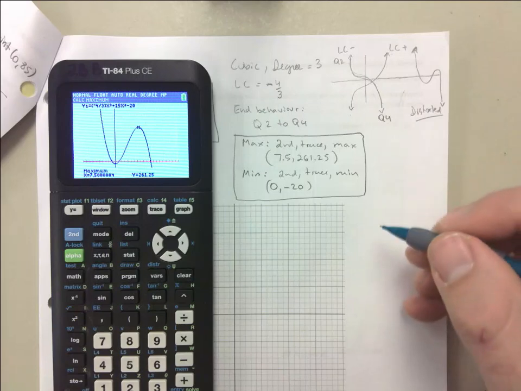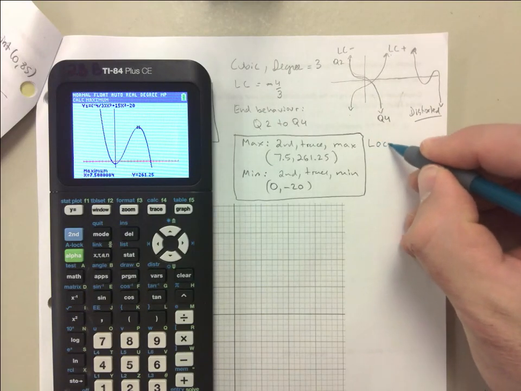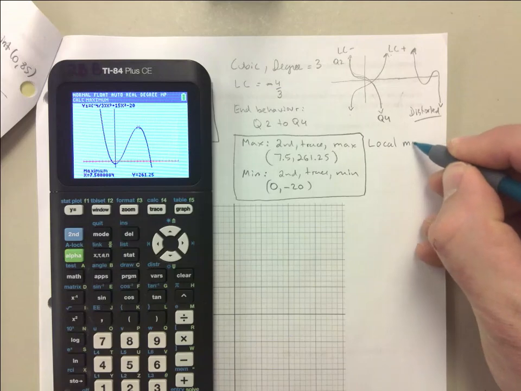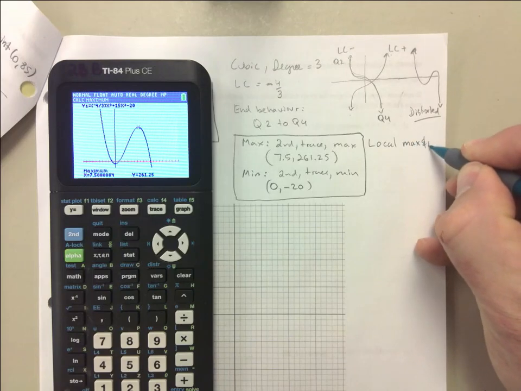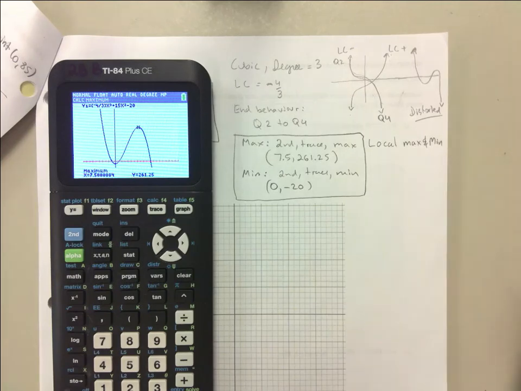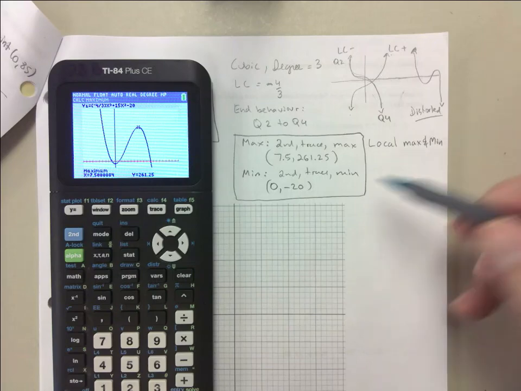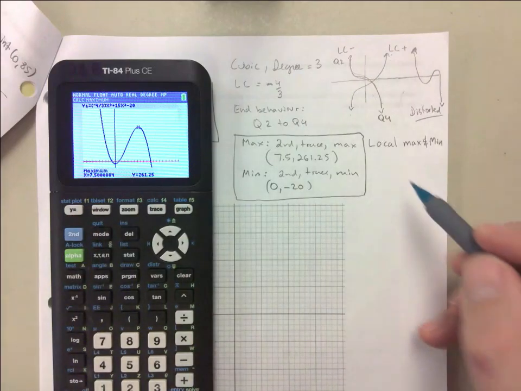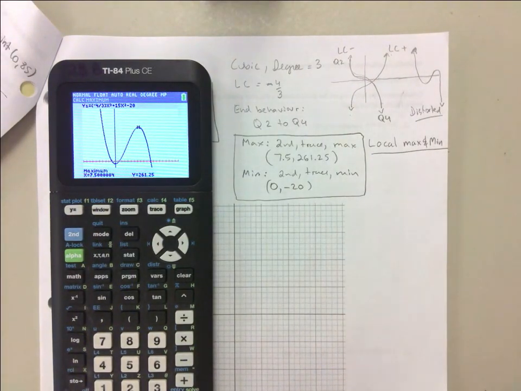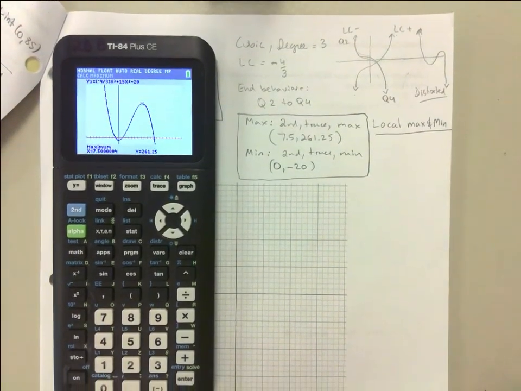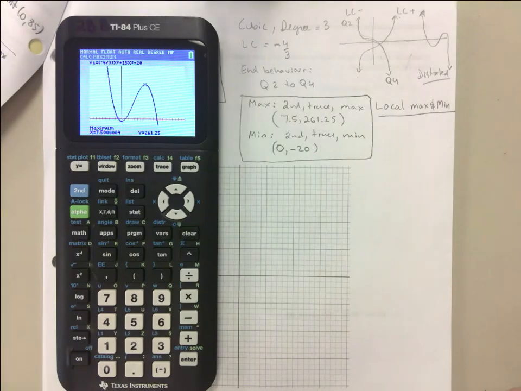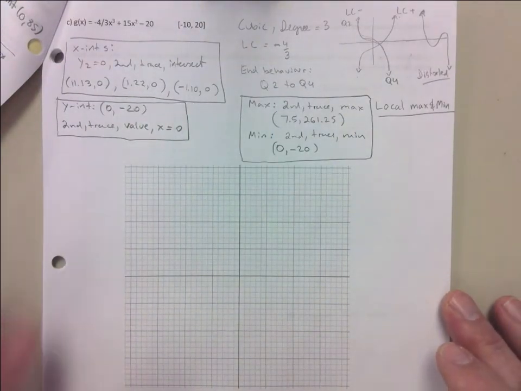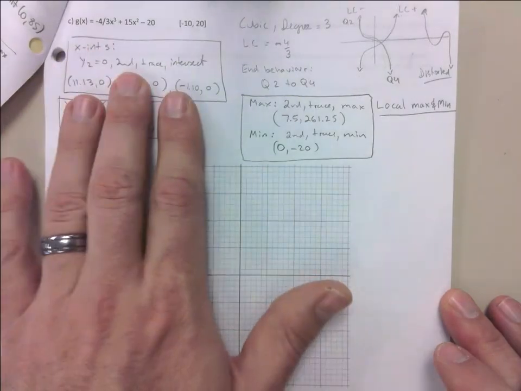I don't have textbooks, but local max and min, because there is no absolute max or min when it comes to a cubic. There's just a local max and a local min. That's what they would call it, but I don't think you need to worry about that wording too much. My key may have it. So there you go. Now you have everything you need to graph this, okay?